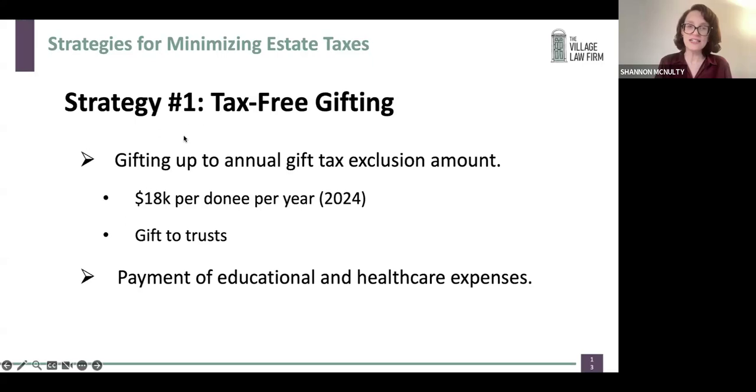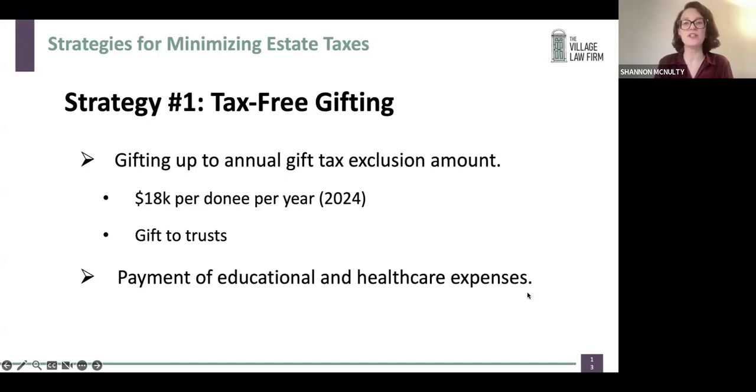If you have young kids, then maybe giving them $18,000 a year each, to a 15-year-old, is not a great idea. So often what clients do is they will make that gift into a trust, so that they can still control the money and the money is put away for a time in the future when your children will be mature enough to make decisions about it and manage it themselves.